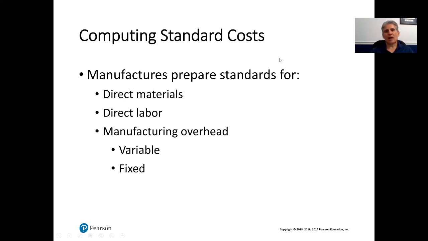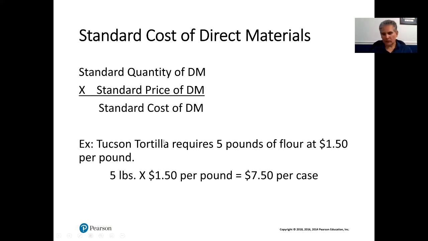Okay, so a standard cost system is going to be the preparation of standard costs for direct materials, direct labor, and manufacturing overhead. And then more specifically with manufacturing overhead, we're going to be looking at variable and fixed costs. So let's first go to direct materials. Either based upon studies or what we know is going on today, we're going to figure out how much quantity of our raw materials is necessary for the product that we're producing.